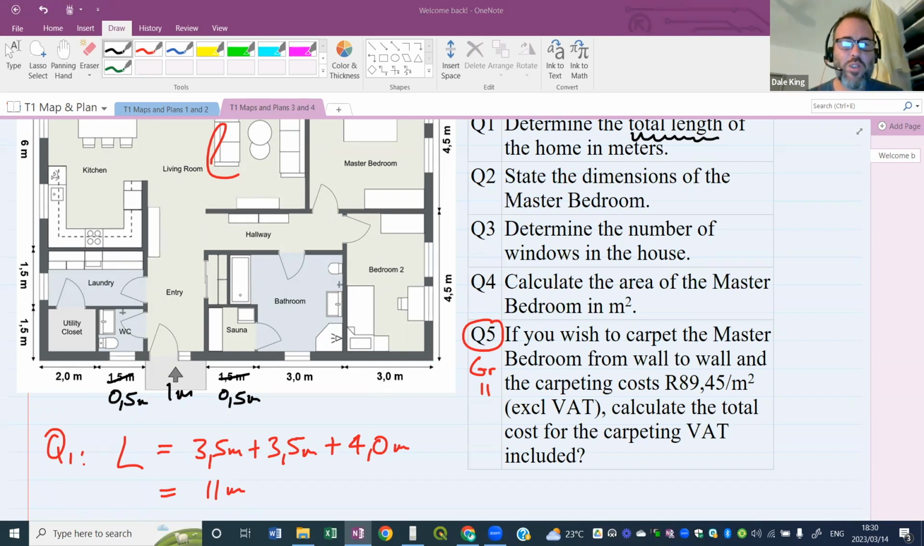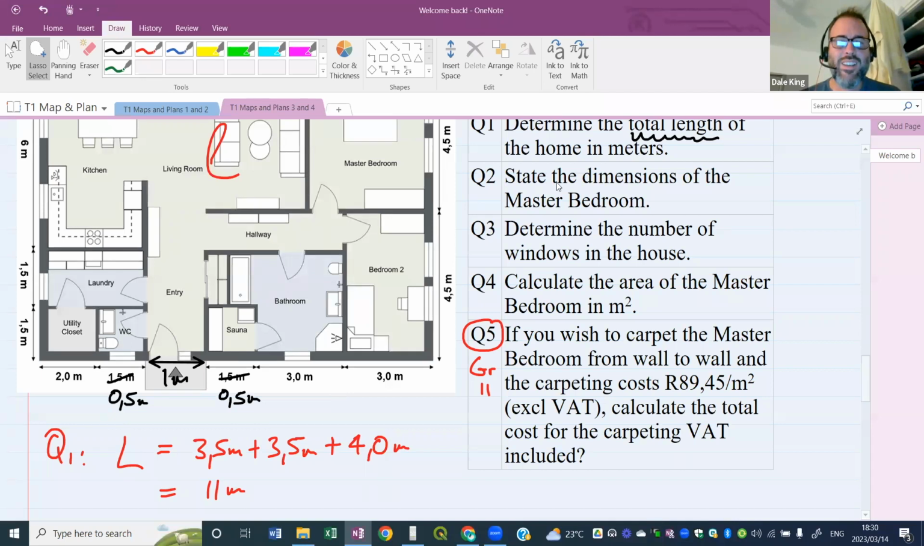No, I've got a ruler for those questions where we need a ruler. Okay, don't worry about that. The doorway is actually 1 meter long. We might need to use that just now. So we just add up all the dimensions on the side of the house, and we will get 11 meters. It's 11 meters long.